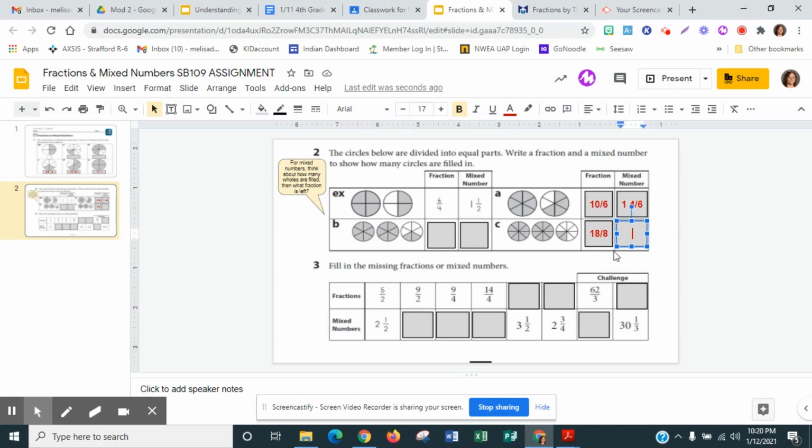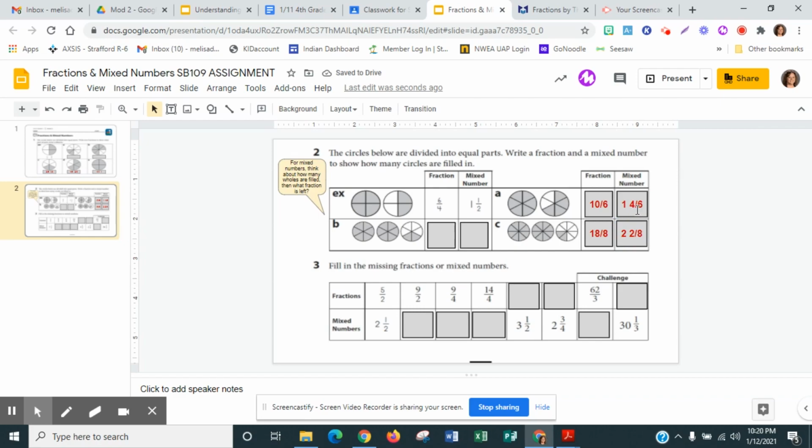My mixed number is the number with a whole number and a fraction. So how many whole pizzas are filled in? We have one whole pizza, two whole pizzas. So 2, and then we need to look at our fraction. So the 8 is still going to be on the bottom because it's divided into eighths, and there are two of them here. So we can have 2 and 2/8. You might notice on the 4/6 here that that's equal to 2/3. So if you put 1 and 2/3, that's fine. Down here, 2/8 is equal to 1/4. So if you put 2 and 1/4, that's okay.